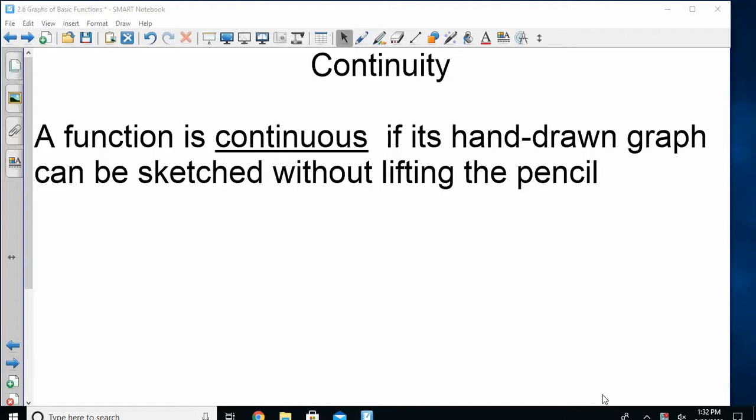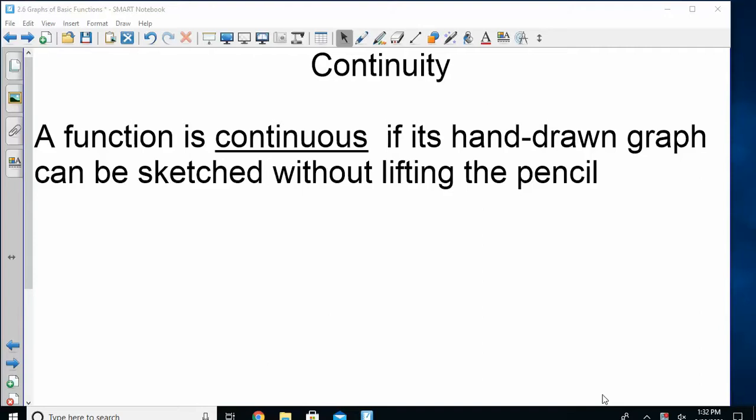And continuous, if we're talking about a very informal definition, it's just where you can draw the graph without picking up your pencil. Anywhere you have to pick up your pencil, there's a break in the graph, it's not continuous. Otherwise it is. We will talk about continuity.